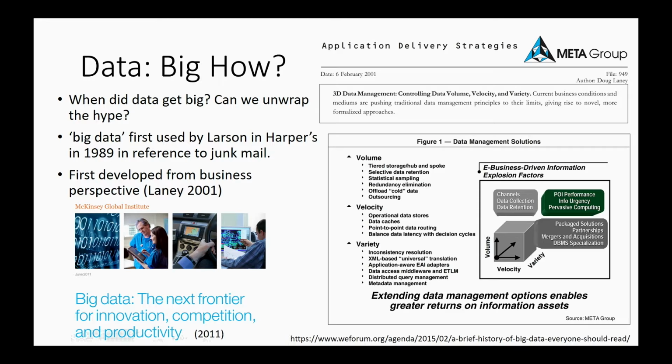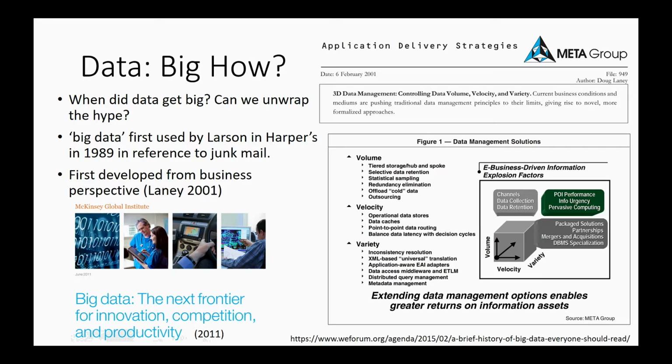So big data, you've all heard about it. I think it means when you exceed the capacity of an Excel spreadsheet. That's what was everybody's definition for a while. And it's actually a fairly new term. It came out in 1989, Larson's Harper's referencing junk mail, and that's probably appropriate in many ways, and then developed into a paradigm around business in Laney in 2001.